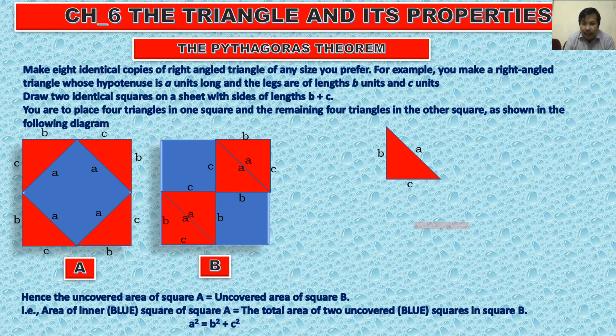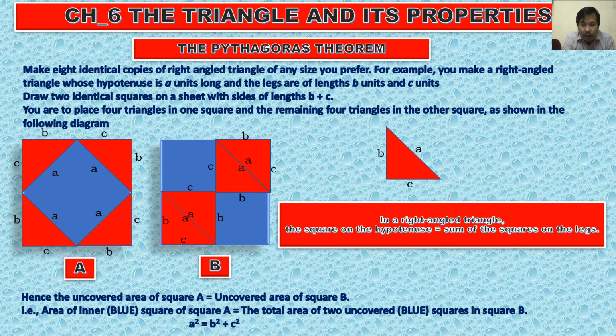Okay. Now let us see next. So from here we can conclude that in a right angle triangle, the square on the hypotenuse is equal to the sum of the squares on the legs. So this is what the Pythagoras theorem is saying. What do you mean by the Pythagoras theorem? It means the square on the hypotenuse is equal to the sum of the squares of the legs. That's all. Okay, clear. You must always remember that A square is equal to B square plus C square. So with this, let us go to the next part of the lesson.